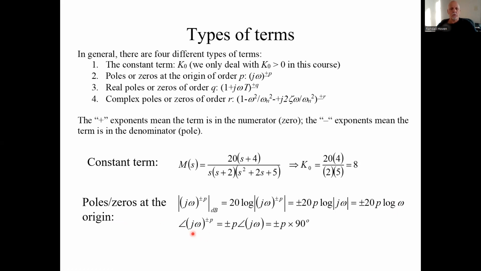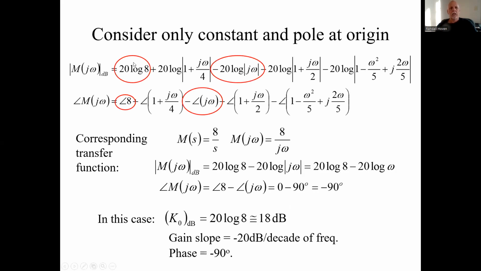And let's see. For the angle, it turns out to just be a multiple of 90, where the multiple is whatever the power is. So let's say we go back to this, and those are the only terms in our transfer function. Our transfer function would look like this, just 8 over s, a constant over s. The gain is this, and the angle turns out to be minus 90.